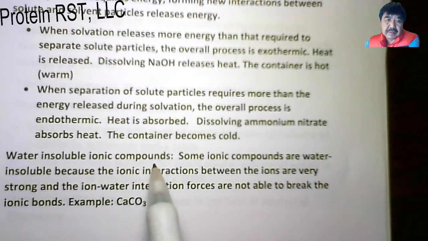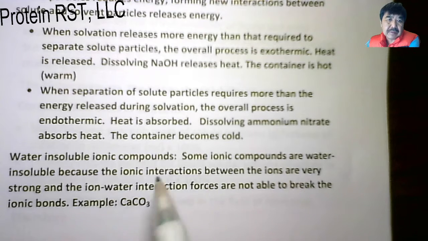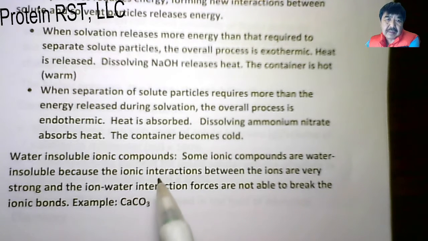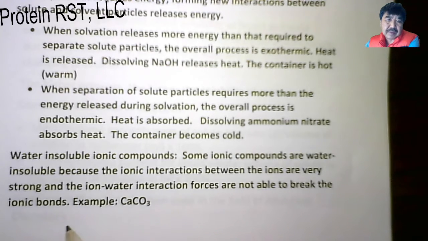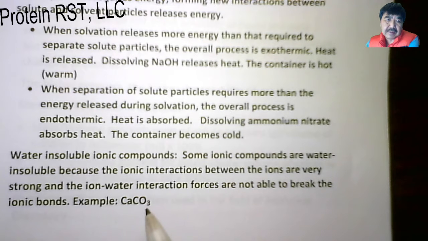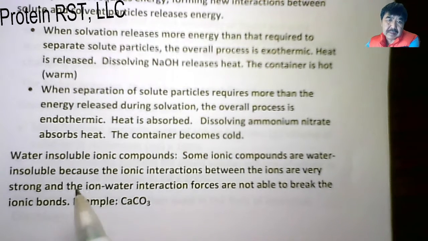Water-insoluble ionic compounds. Some ionic compounds are water-insoluble because the ionic interactions between ions are very strong and the ion-water interaction forces are not able to break those ionic bonds. For example, calcium carbonate. This salt cannot be dissolved in water because the interactions between calcium ion and the carbonate ion are very strong.